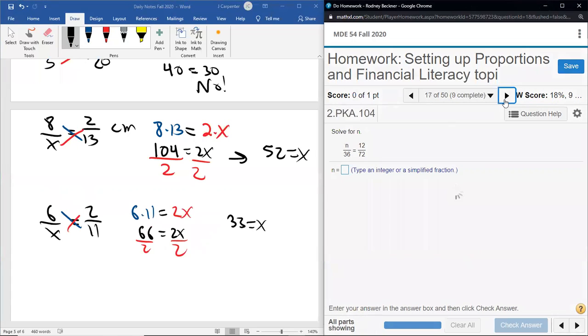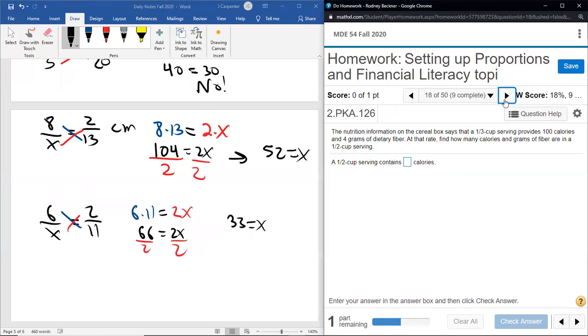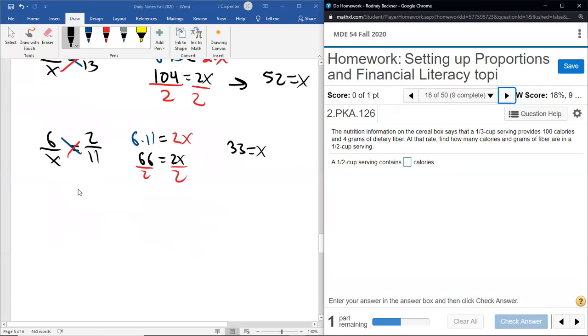Try it out on your own. We gave you a whole bunch of these to try out on your own. All right, so this is getting into the true nature of proportions, throwing them in word problems, making them much more real-world-like. The nutrition information on the cereal box says that 1/3 of a cup serving provides 100 calories and 4 grams of dietary fiber. At this rate, how many calories and grams of fiber are in a half cup serving?